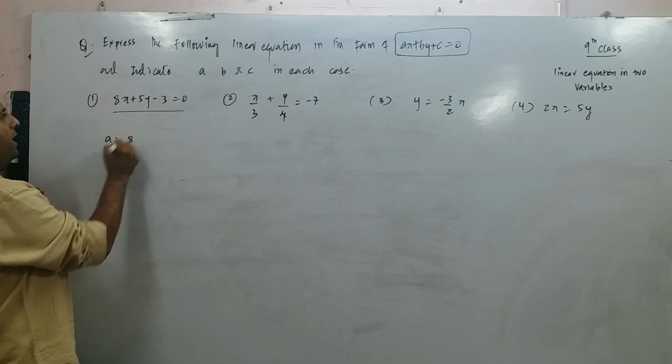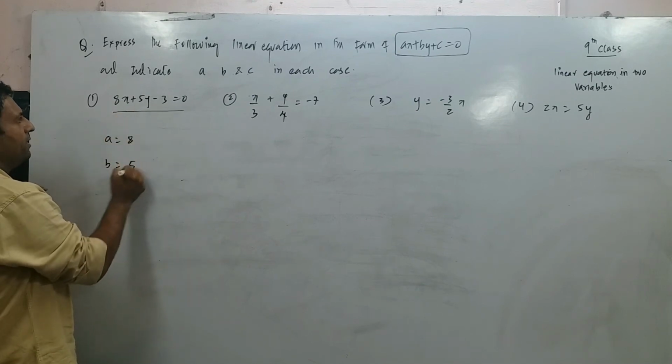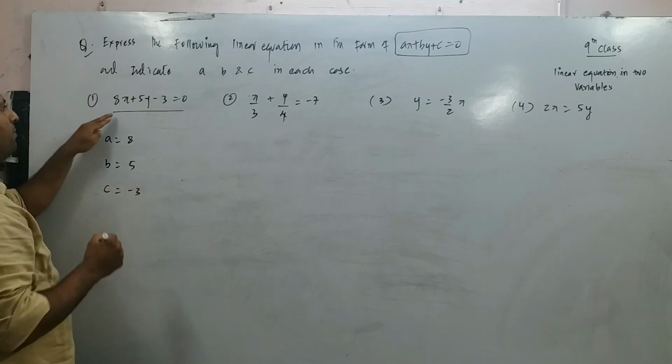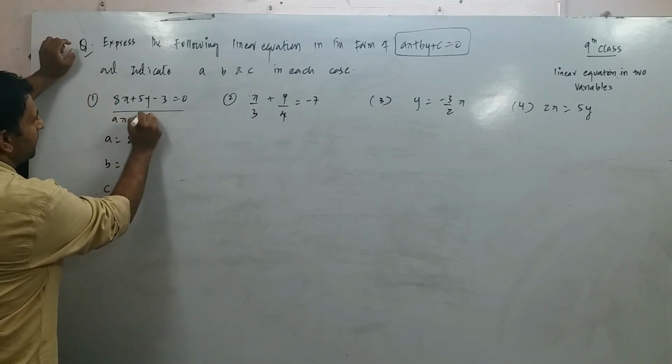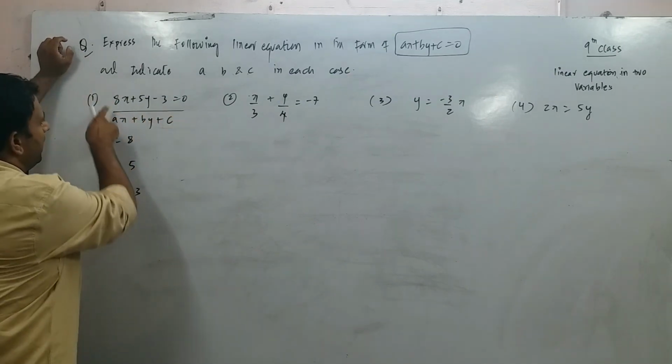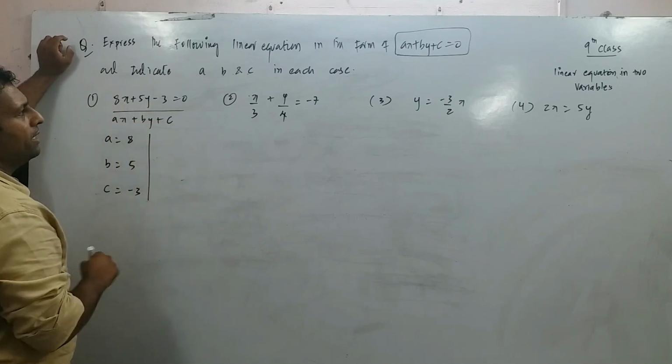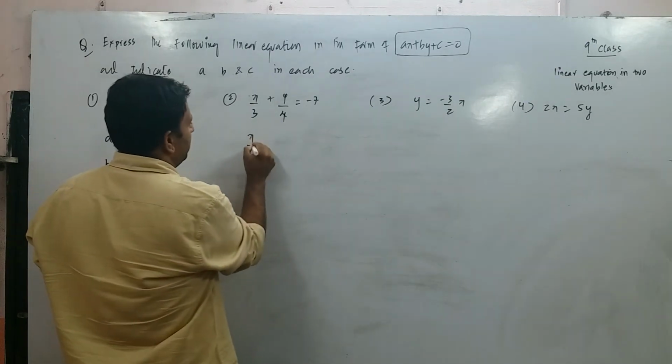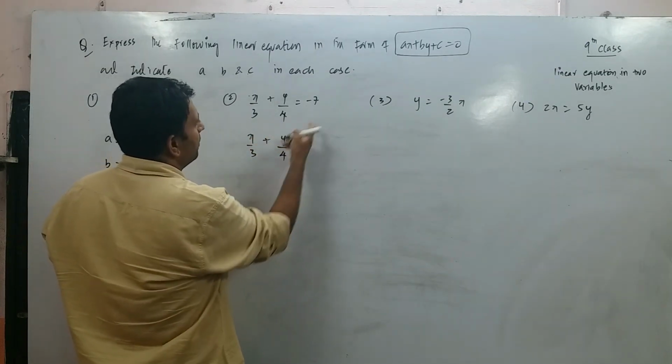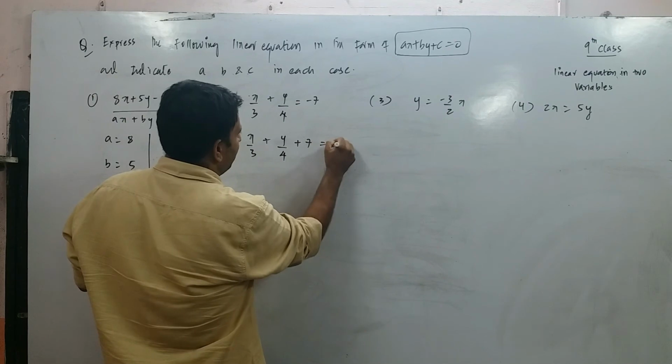A is equal to 8, b is equal to 5, and c is equal to what? Minus 3. Please compare. It is ax plus by plus c. A is 8, b is 5, and what is plus c is equal to minus 3. I have compared. Next, you must write this properly. X by 3 plus y by 4. This minus 7 will come this side, plus 7 is equal to 0.